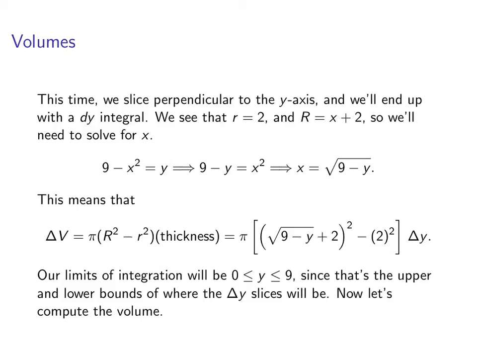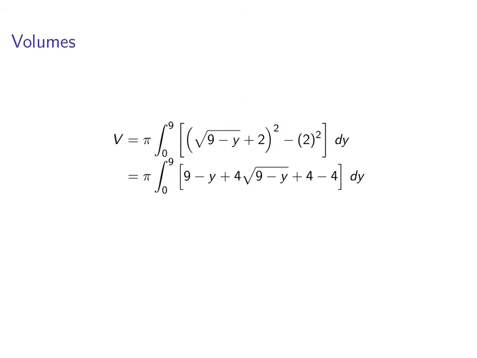All right, we're ready to compute a volume. The volume is just going to be pi times the integral from 0 to 9 of the quantity square root of 9 minus y plus 2, squared, minus 2 squared, dy. We're going to FOIL this piece here. So we end up with pi times the integral from 0 to 9 of 9 minus y plus 4 times the square root of 9 minus y plus 4 minus 4. The FOIL produced this piece in here, and the minus 4 was from the last piece we had. The 4's cancel.